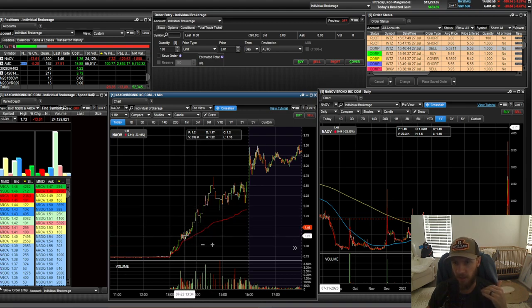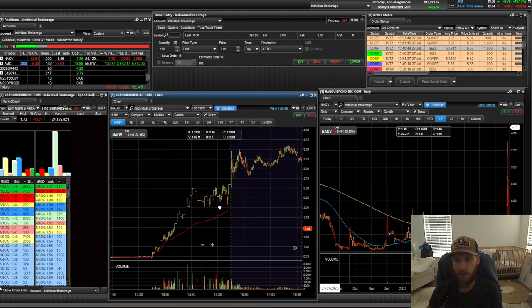I didn't realize this thing was going to explode as much as it did. So I hopped in at, what? My average cost is 136, trying to short it to the downside. And it blew past me and just got out of hand.